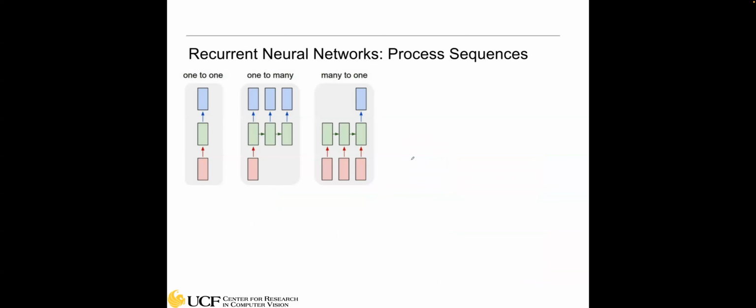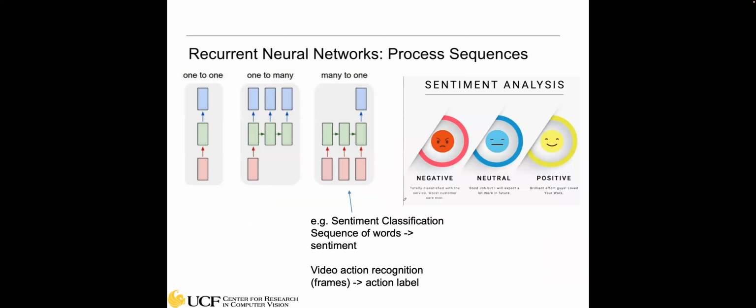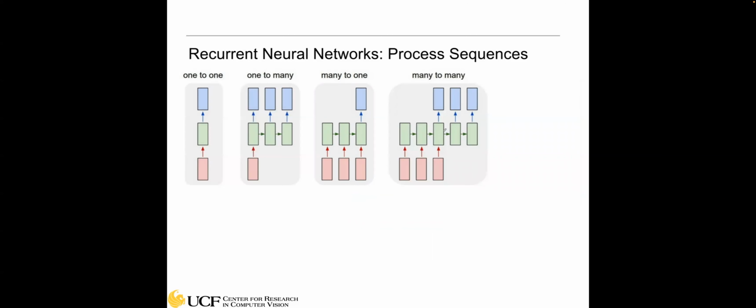And we can also have many-to-one. The example will be sentiment analysis. The input will be a sentence, a sequence of words, and the output will be the sentiment: negative, positive, or neutral. Another example is video action recognition. The input can be multiple frames, maybe 100 frames, but your output will be just one action class label, like jump, running, etc.